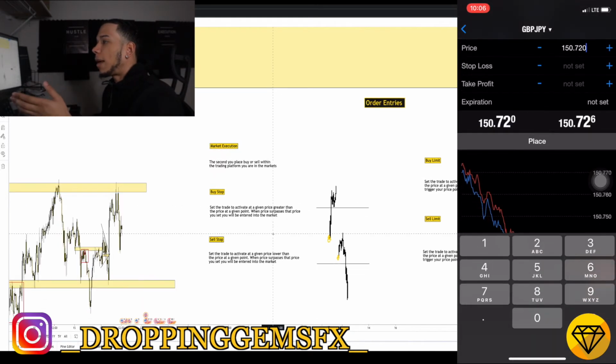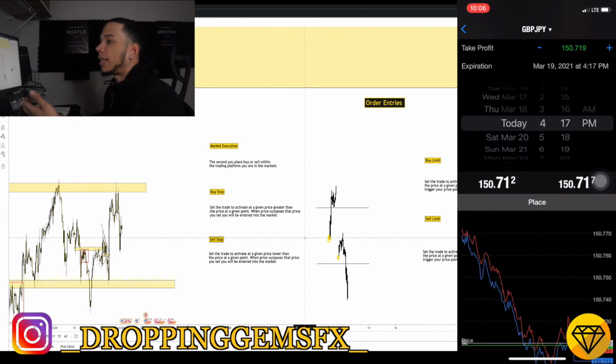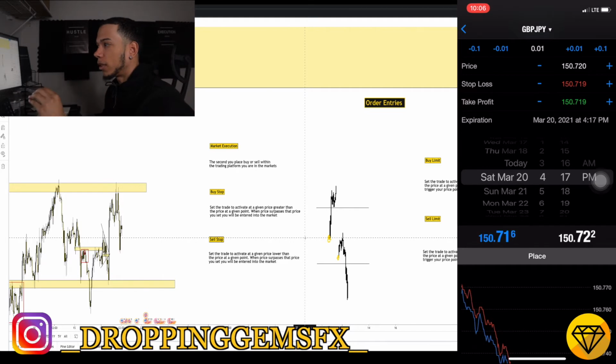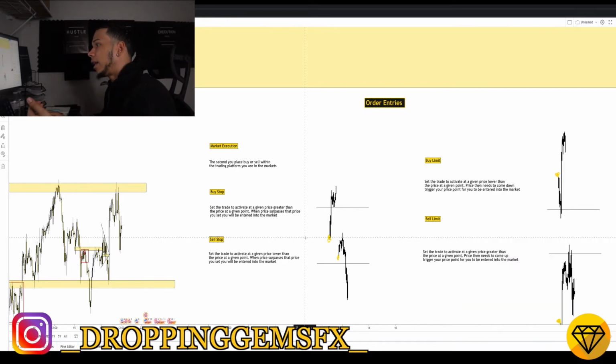Okay. The next order type is going to be buy stop, okay? So this happens when you set the trade to activate at a given price greater than the price at a given point. I'll explain it. I know it may sound a little bit confusing. So when price surpasses that price you set, you'll be entered into the market, okay?